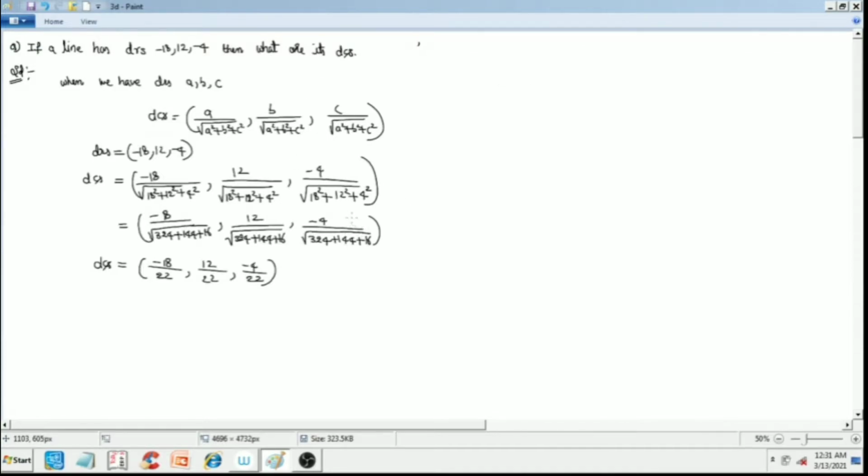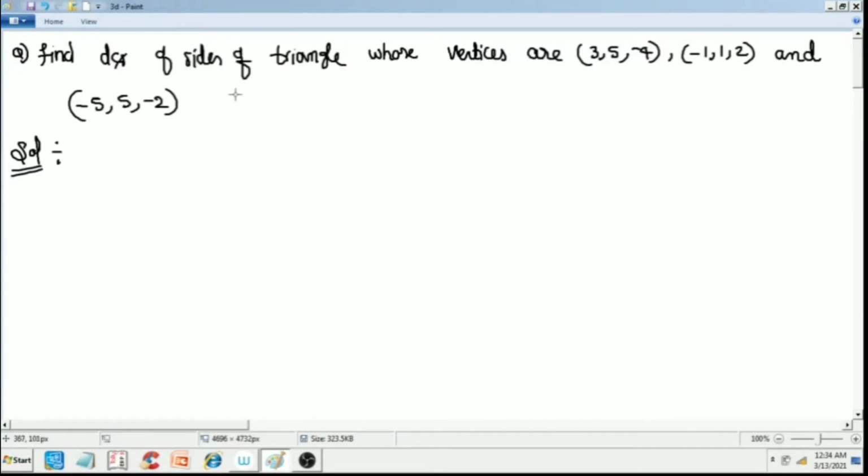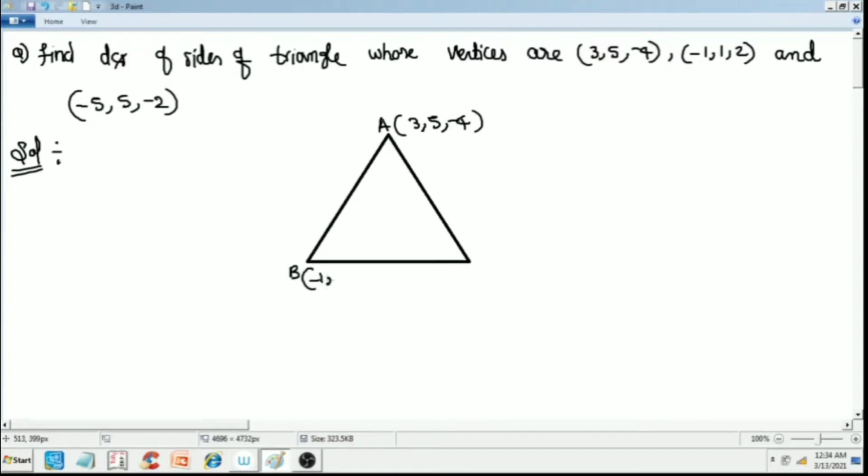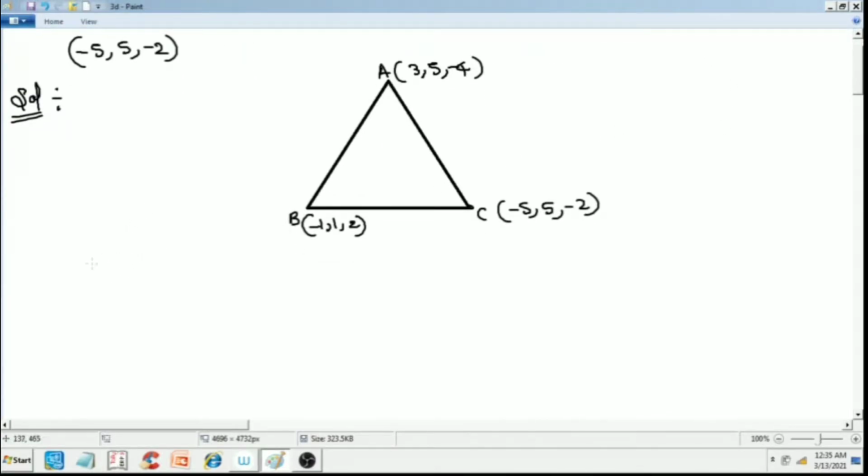Basics actually. Find the DCs of a triangle whose vertices are given. Now here the given vertices: let us say this point is A, 3 comma 5 comma minus 4, and B is minus 1 comma 1 comma 2. C point is minus 5 comma 5 comma minus 2. So we need to find the DCs of AB, DCs of BC, DCs of AC. Now in order to find the DCs, first of all we should find the DRs.